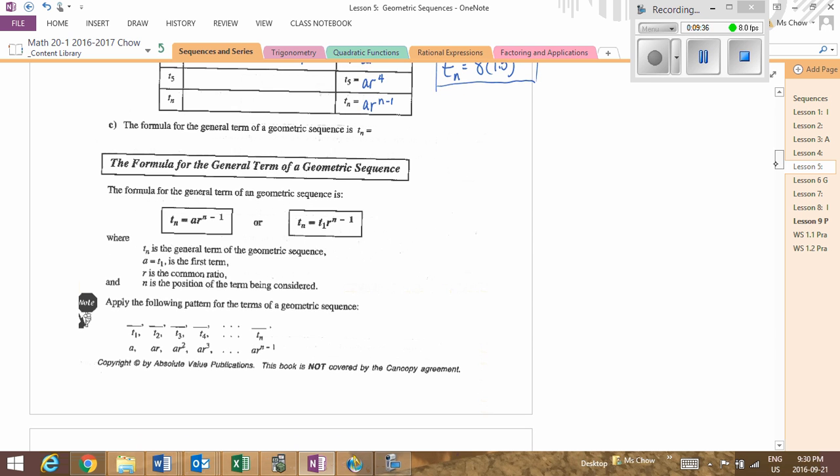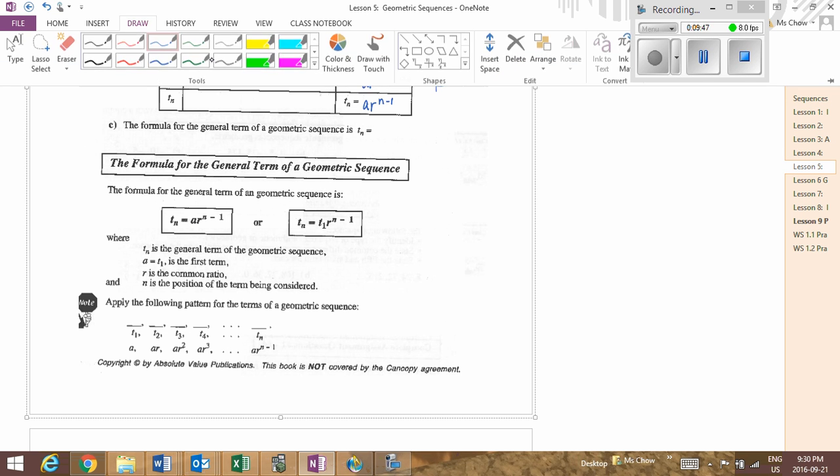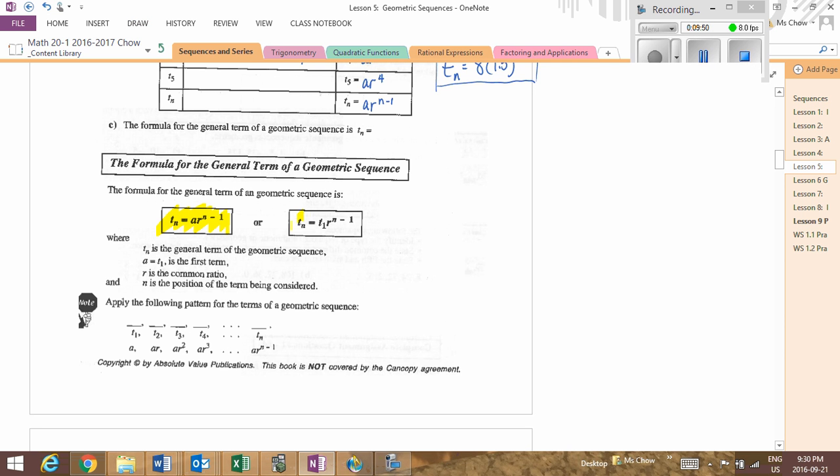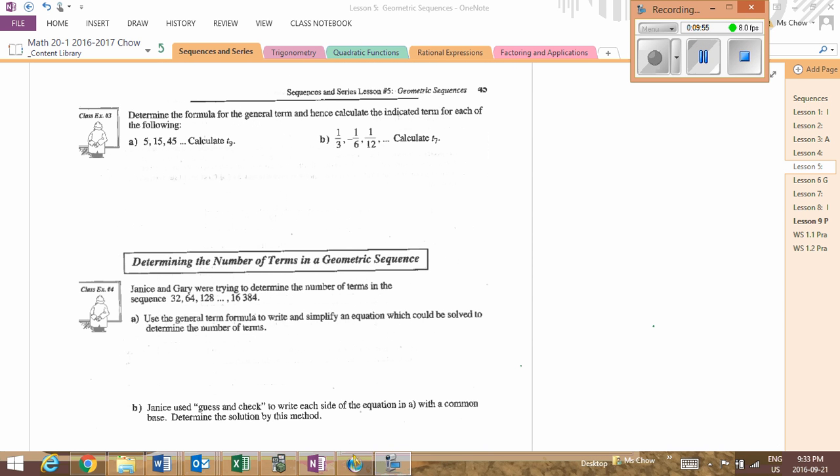Okay, so let's take a look then. So here they go through the formula for the general term of a geometric sequence, depending on whether you're using a for term 1 or, of course, T1 for term 1. So take a look at that. Let's take a look at class example number 3. So it says determine the formula for the general term, and hence, that means then, calculate the indicated term for each of the following. So remembering that we're looking at the formula for your geometric sequence as Tn is equal to a times r to the n minus 1.